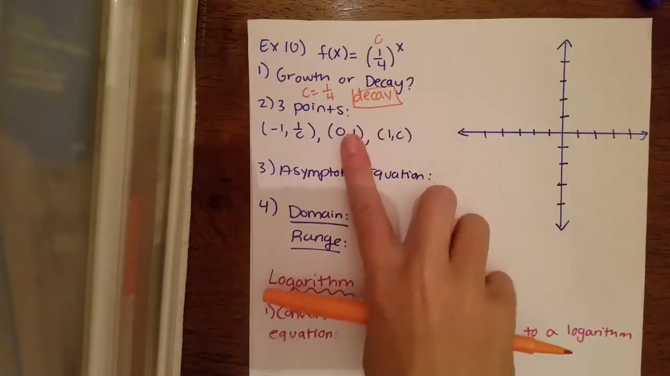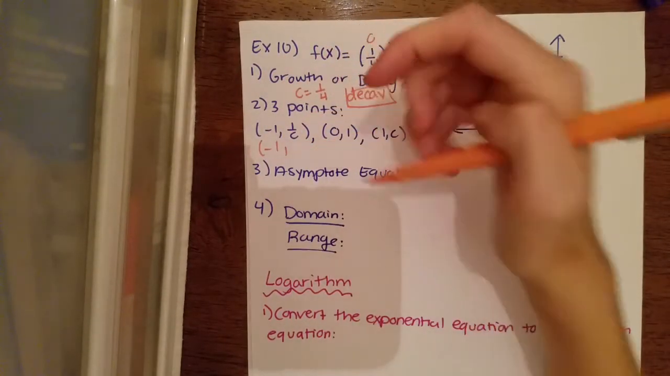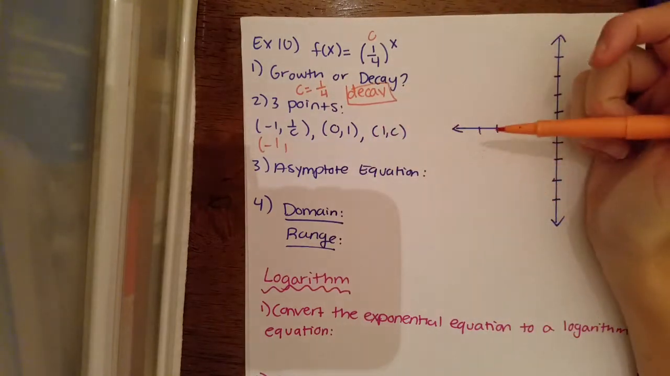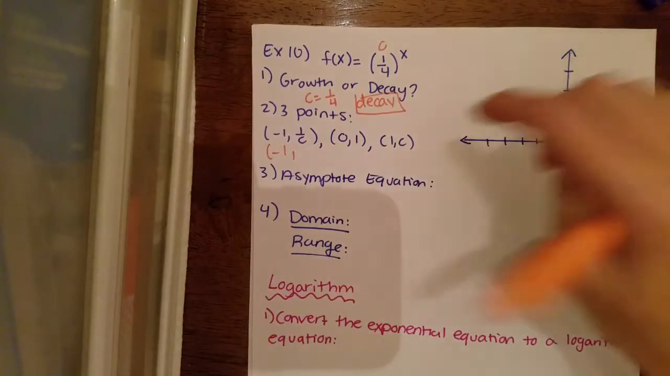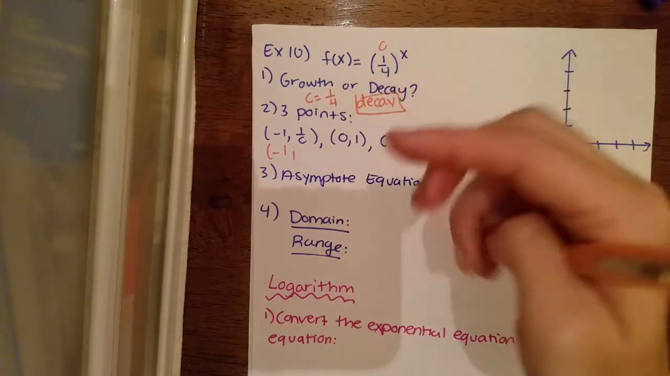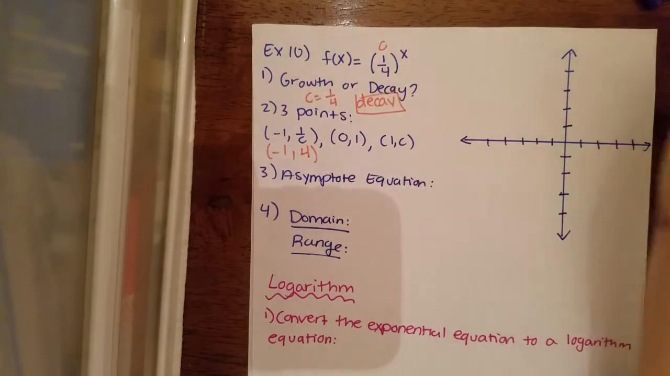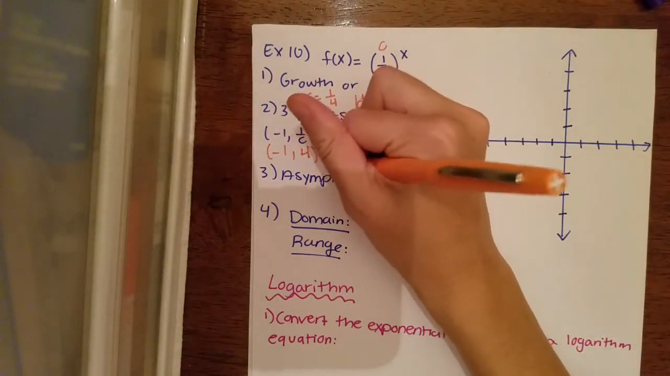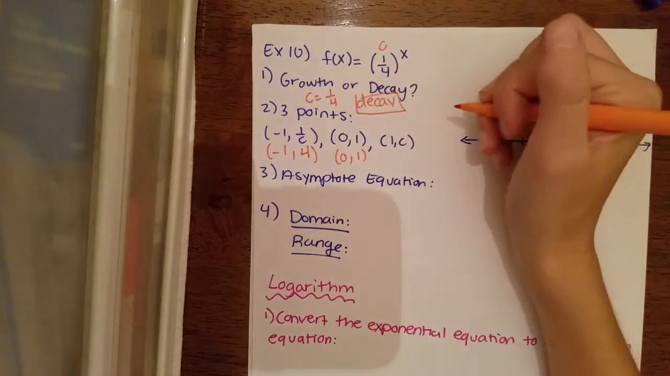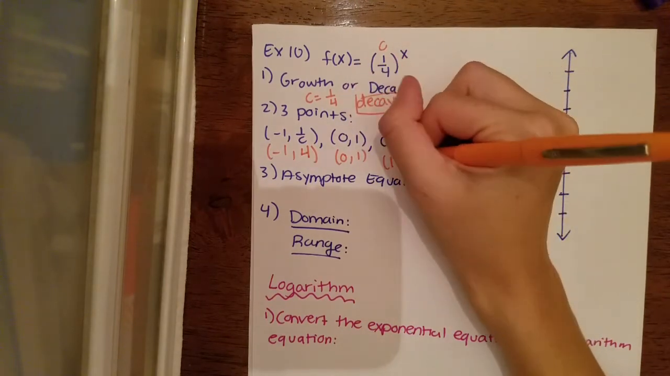Alright, so for our 3 points that we'll be graphing, at -1, remember this is when we find the reciprocal of the C value, so we flip the C value. Our C value is 1/4, so if I flip that, it would be 4/1, which is simply a 4. The point (0, 1) is going to stay the same. And then at 1, our C value is going to be 1/4.